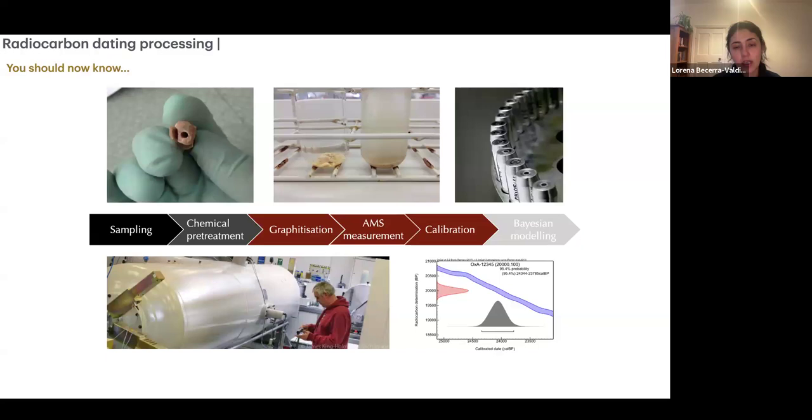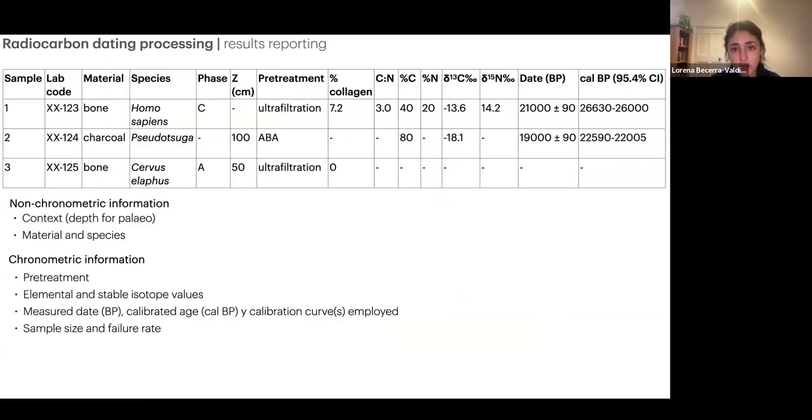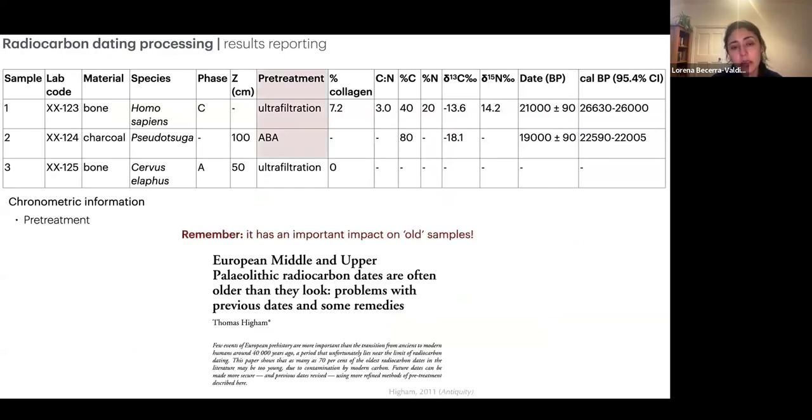The next step is, when you get your dates from the lab and you start calibrating, I want to focus not on the details of this, but more on results reporting. So this is the table that I usually give my collaborators, and I say this is the table that we need to publish, and we need to make sure that we have all the non-chronometric information. So the context, the material, the species. Again, the species is really important when we're talking about inbuilt age for charcoal, for example, but then the chronometric information that you see listed there. So the pretreatment, again, because it has massive importance on all samples.